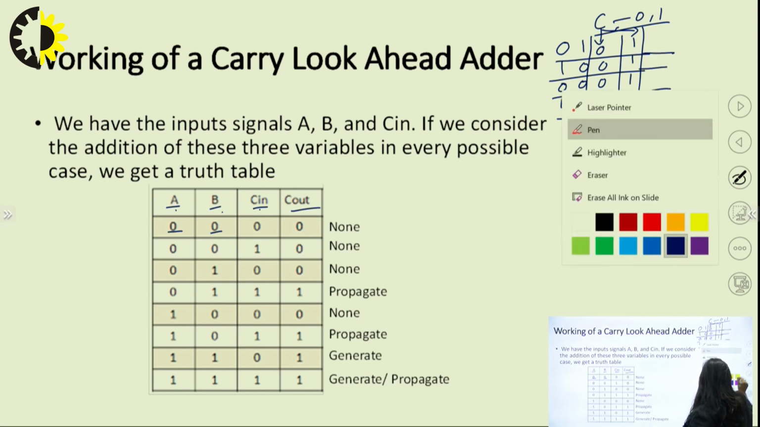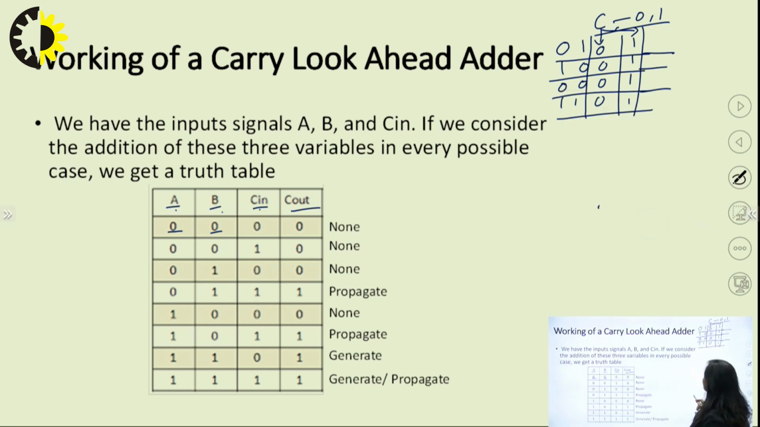So let's start. I'm just going to take the 0, 0 and 0 case. If I add 0 plus 0 with carry 0, the sum is 0 and the carry is also 0, meaning nothing. So C out is 0. This is none, no carry. Again, 0, 0 plus 1: 0, 0 and 1 gives carry.